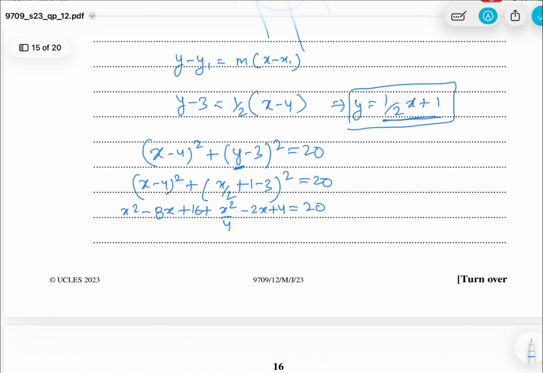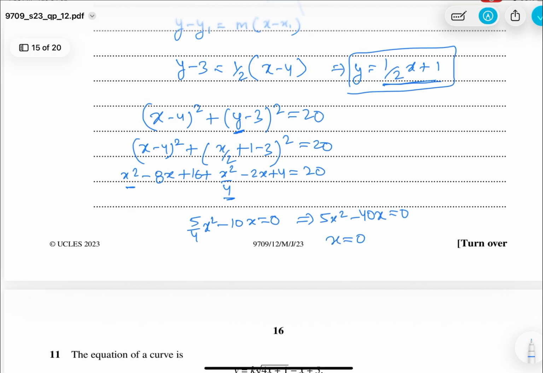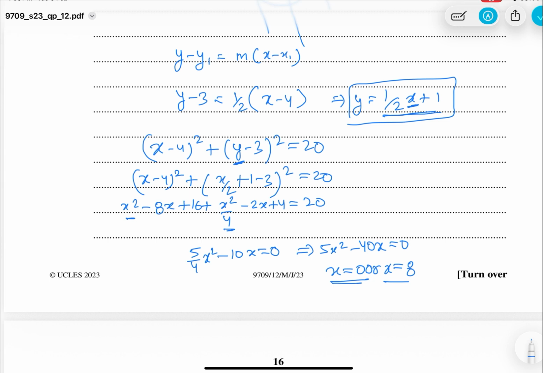Okay, let's solve the like terms and we will get 5 by 4 x square minus 10x equals to 0. Multiply everything by 4, we will have 5x square minus 40x equals to 0, x equals to 0 or x equals to 8. Now, substitute these two values over here and we will get the value of y. So, for x equals to 0, if I put x equals to 0 over here, y equals to 1.